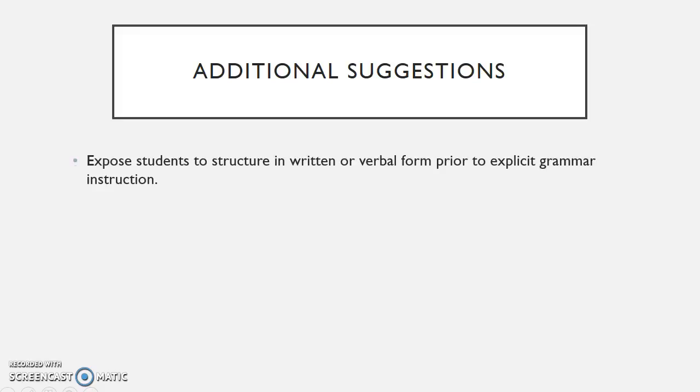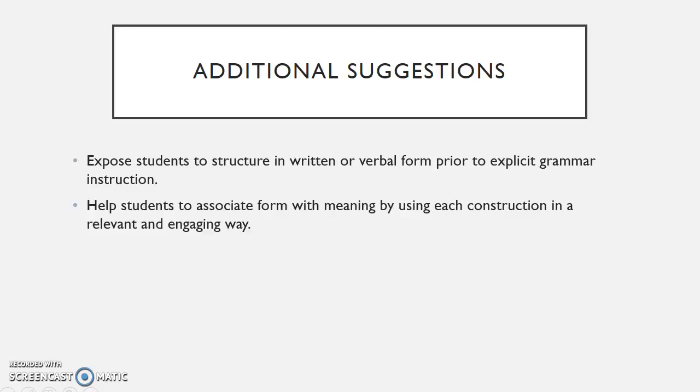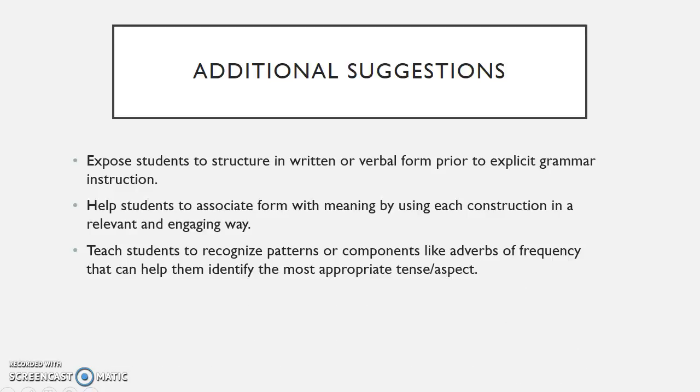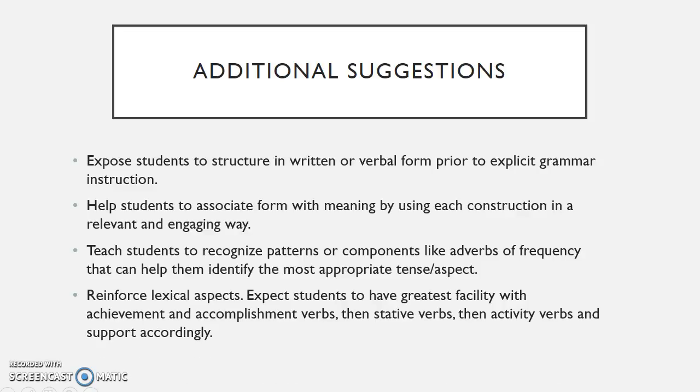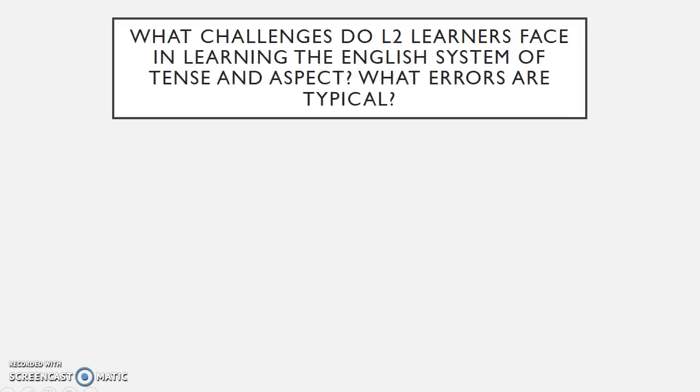Some additional suggestions include exposing students to structure in written or verbal form prior to explicit grammar instruction, helping them to associate the form with meaning by using each construction in a relevant and engaging way, teaching students to recognize patterns or components like adverbs of frequency that can help them identify the most appropriate tense or aspect, and reinforcing the lexical aspects. Expect students to have the greatest facility with achievement and accomplishment verbs, then stative verbs, and then activity verbs, and support them accordingly, particularly with the last 2.